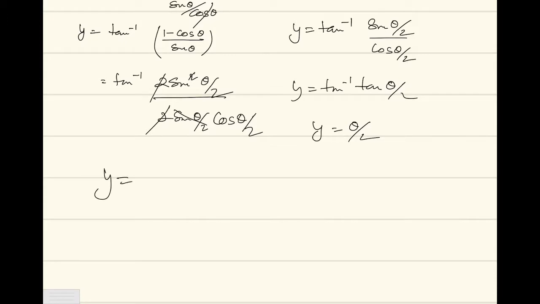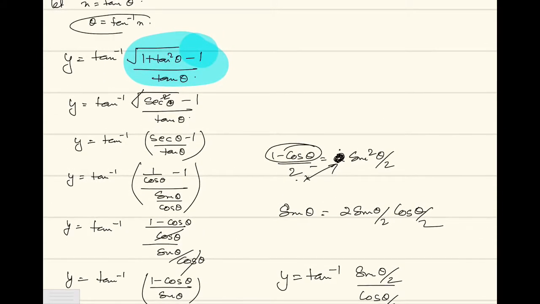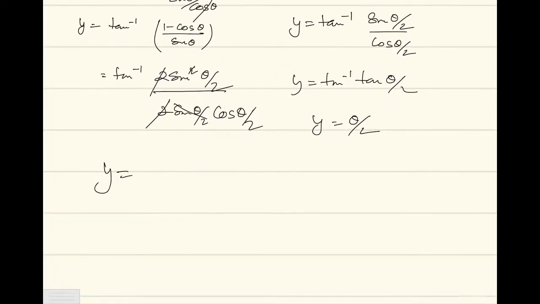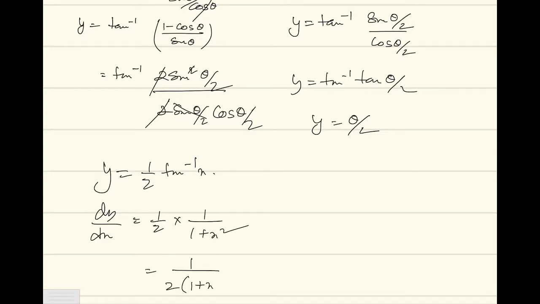Okay, so what will be dy by, sorry, now time to replace. Theta means tan inverse x, isn't it, everyone? Yes, theta means tan inverse x, so y will be half tan inverse x. So dy by dx, now I have to differentiate, will be half into what is d by dx of tan inverse x? 1 by 1 plus x square. I'm doing it directly. So 1 by 2 into (1 plus x square) is the derivative. So the first part is this one. Correct? Let's do the second one.